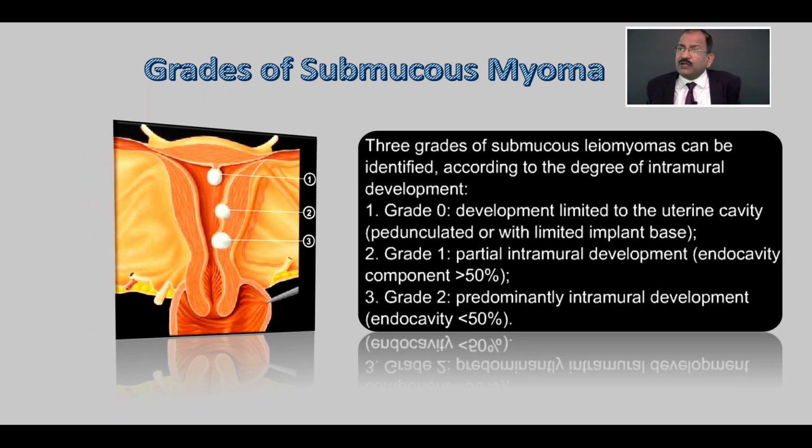So, submucous myoma is of 3 types. Grade 0, that is predominantly pedunculated intracavitary. This is the best to remove by hysteroscopy. Then grade 1, more than 50% in the cavity, less than 50% in the muscle. This can also be performed by hysteroscopy, but not in one single sitting. And if it is grade 2 with bigger than 4 centimeter, then there is no role of hysteroscopy. Better always go for laparoscopy.